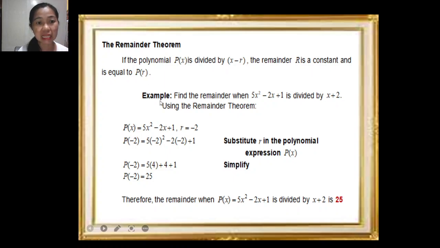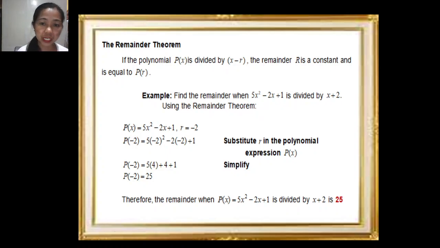So, sa madaling salita, i-replace natin yung x by the value of r. Yung constant term dun sa ating divisor. So, this is an example. This is just by substitution method. Find the remainder when 5x squared minus 2x plus 1 is divided by x plus 2 using remainder theorem.